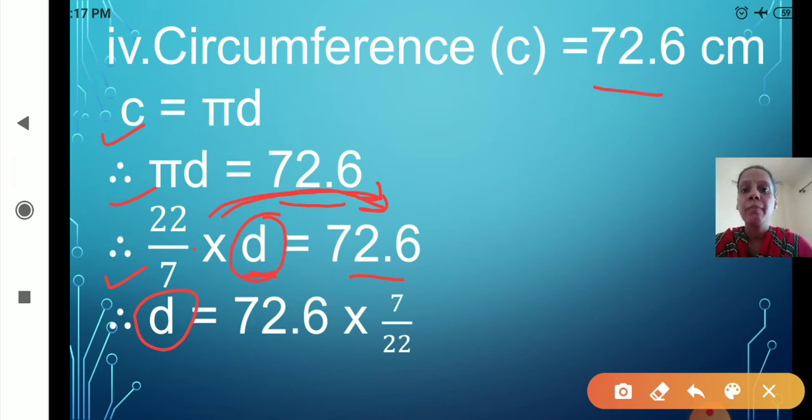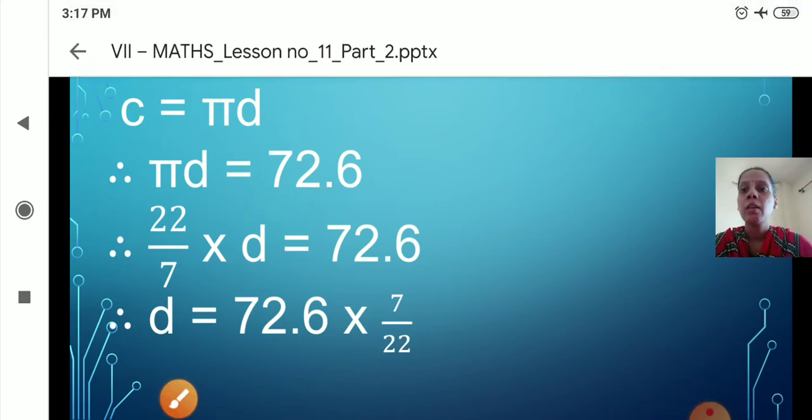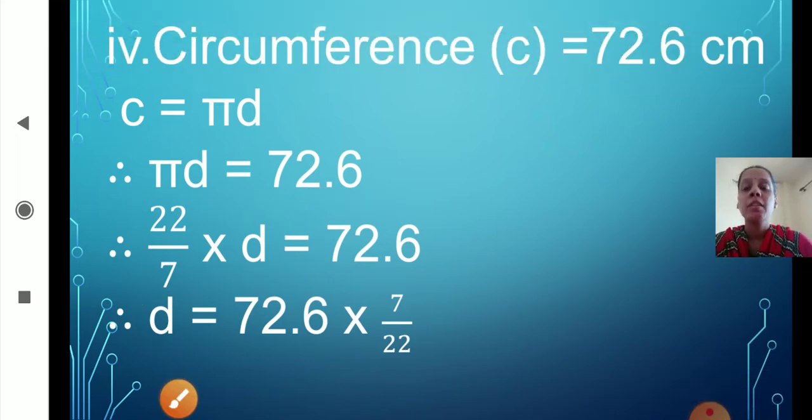Now the next step is, so till now what we have done here: circumference is given. We will write down the formula to find out diameter, that is C is equal to pi d. Pi is 22 upon 7 and d we have to find out. So d we will write down, it is equal to 72.6.